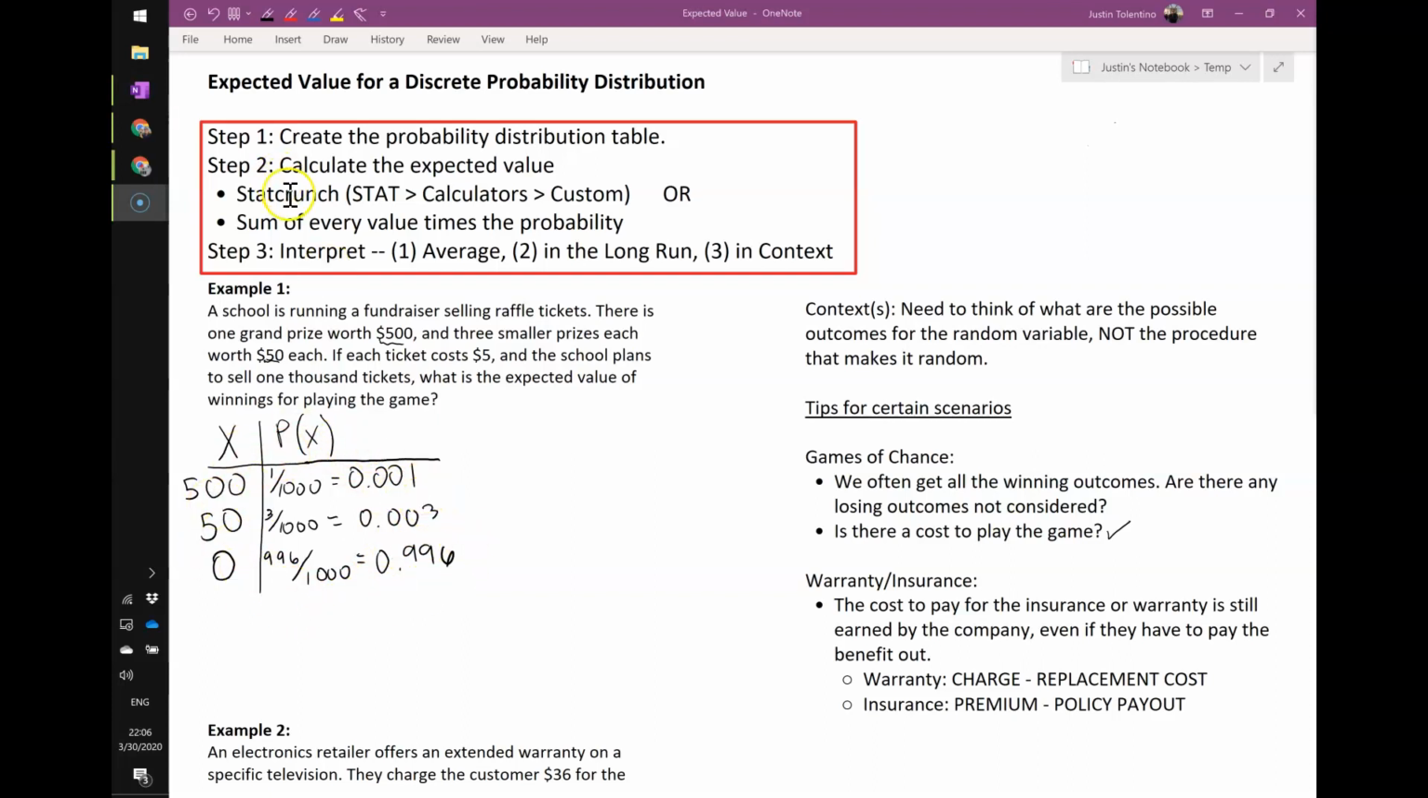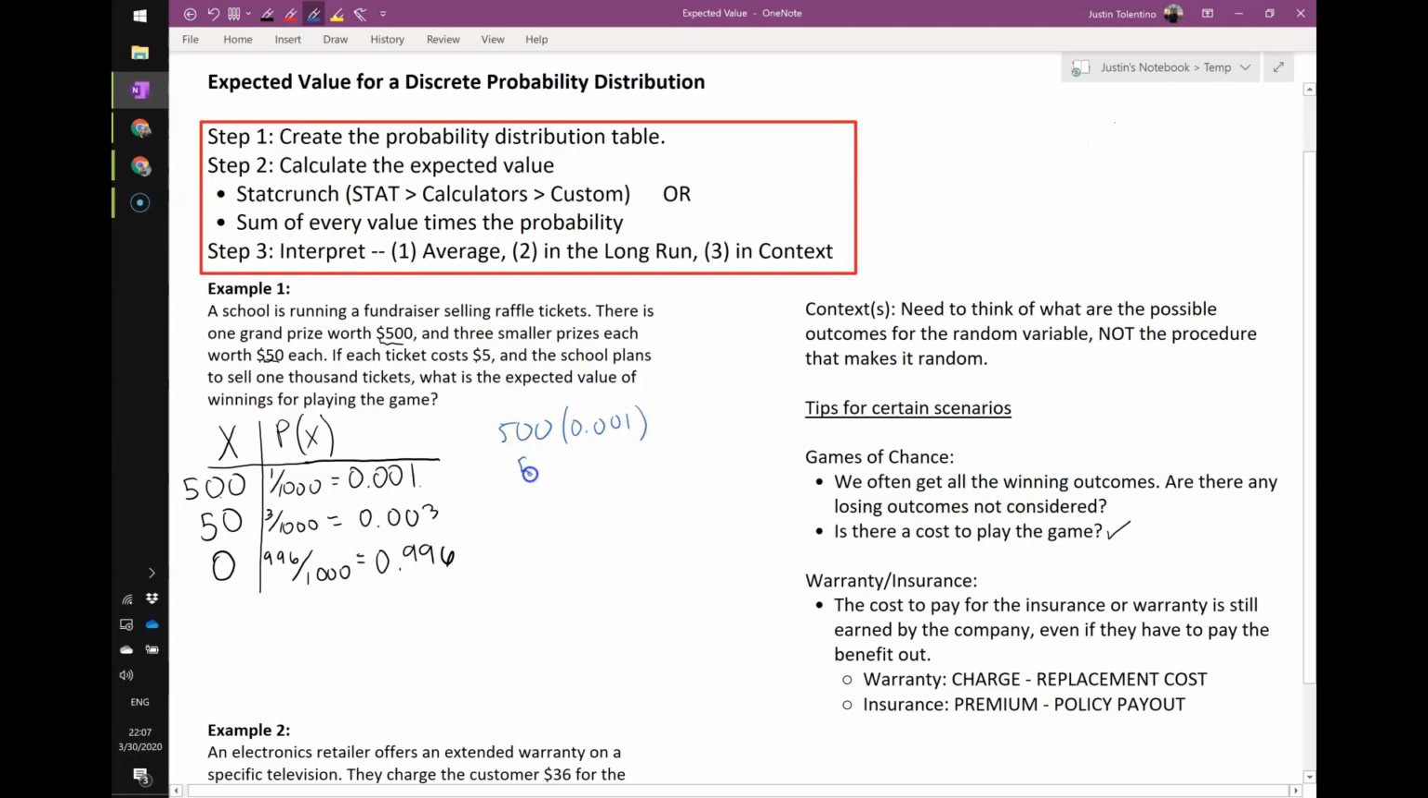Well, the first way we can do this is using StatCrunch. The second way is by multiplying and adding. So let's do the multiplication way by hand, and then I'll show you StatCrunch right afterwards. So in this case, we're just going to take every single value times the probability. So if we have 500, we're going to multiply it by its probability of 0.001. And we're going to do this for every single outcome and add them together.